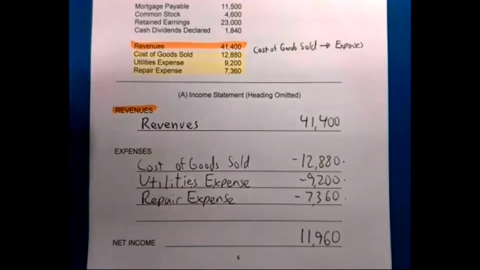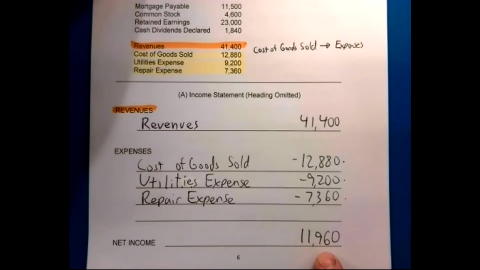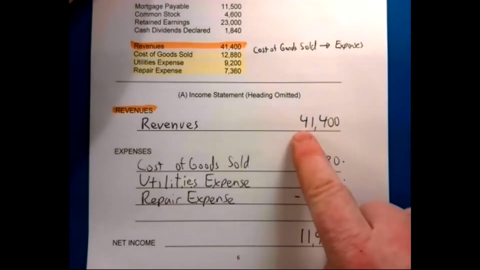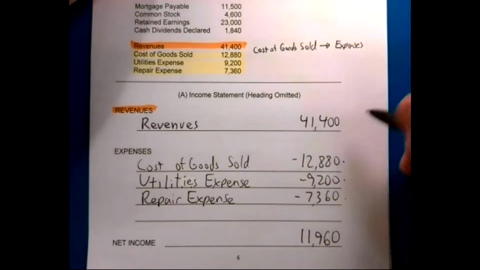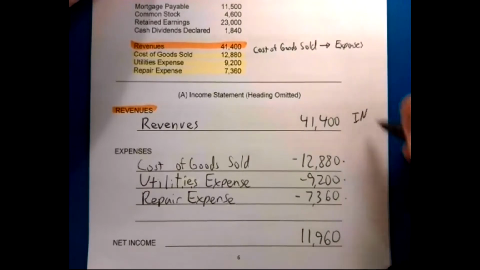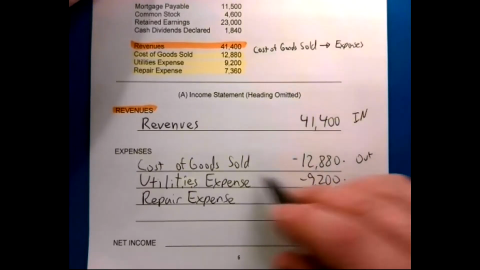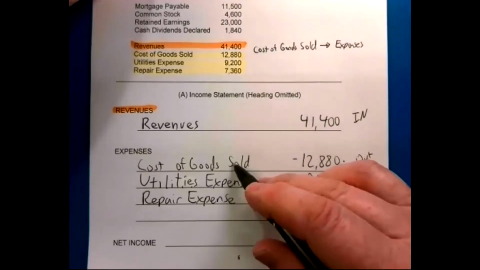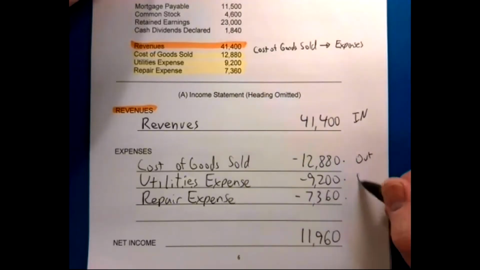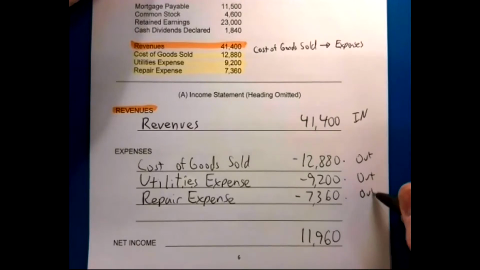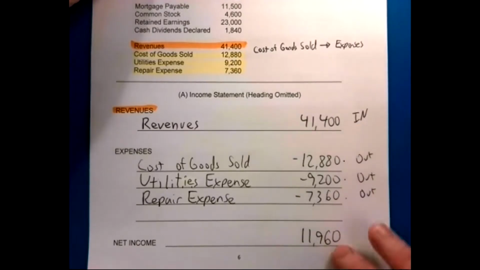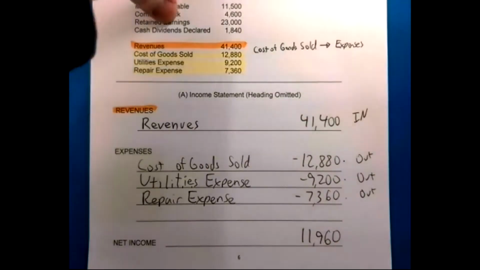All right, so this is how much money they made, and again, this is what came in, and these are all what went out. In this case, it's inventory that went out, and these down here are cash going out, and so this is what was left over. And what came in is more than what went out, which is what we like.